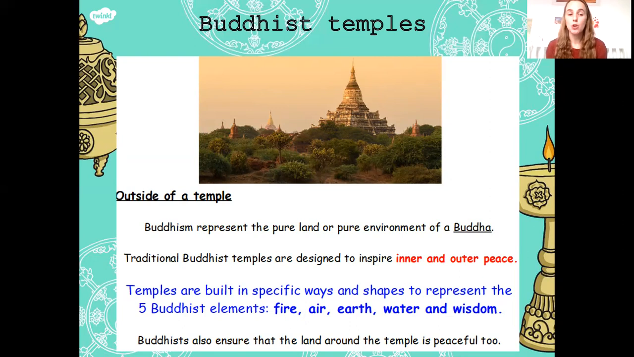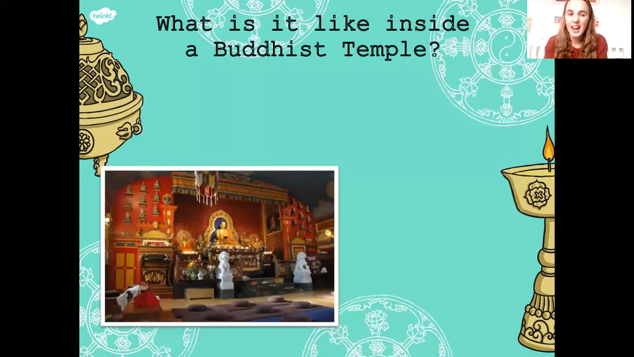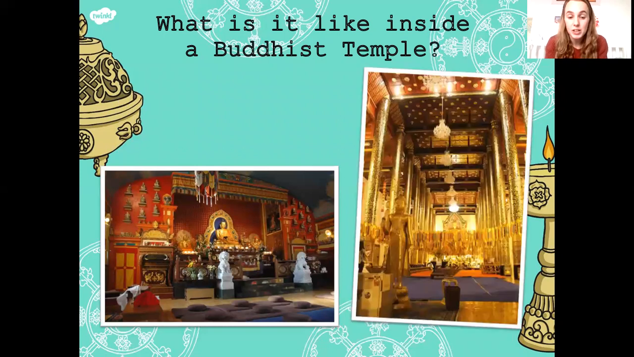But when the temples are created, they are designed to make people feel calm, to make people think of these 5 elements with the shape and the spire at the top, and the land around them is calm and peaceful too. So, what is it like inside a Buddhist temple? So here are some images of inside real Buddhist temples.